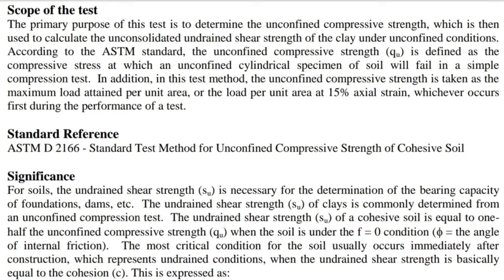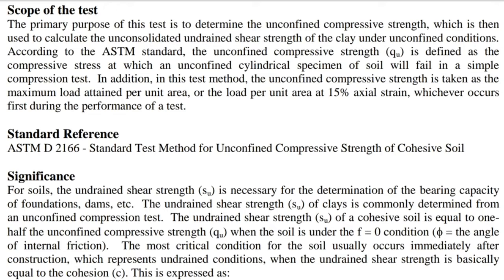In addition, in this test method, the unconfined compressive strength is taken as the maximum load attained per unit area, or the load per unit area at 15% axial strain, whichever occurs first during the performance of a test. Standard reference: ASTM D2166, Standard test method for unconfined compressive strength of a cohesive soil.